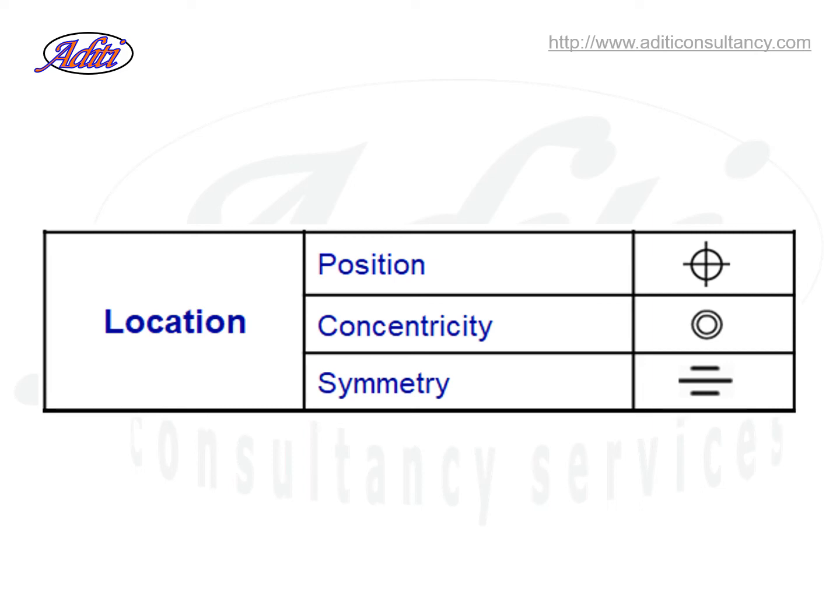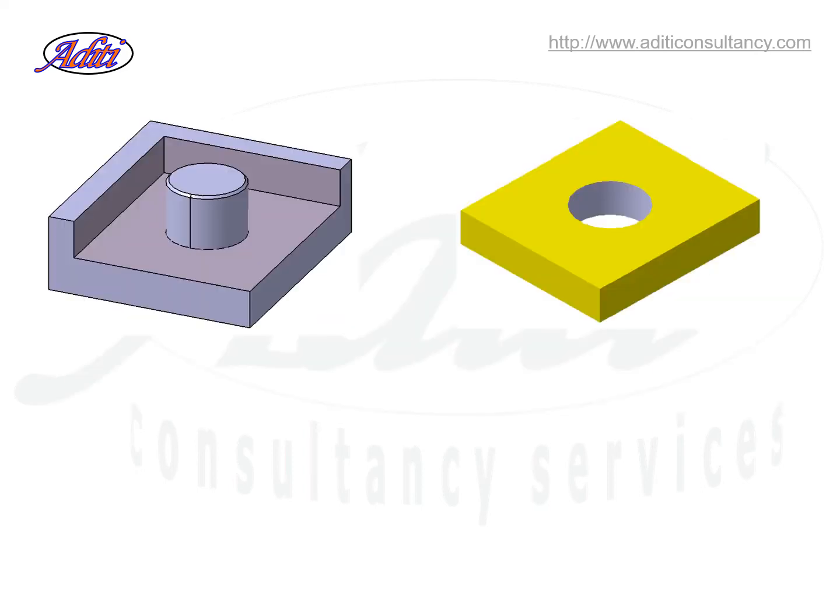There are three tolerances under this category: position, concentricity and symmetry. All three are applicable only for features of size, meaning axis, midplane and center point. They are not applicable for surfaces. Let us see what is positioning of an axis.